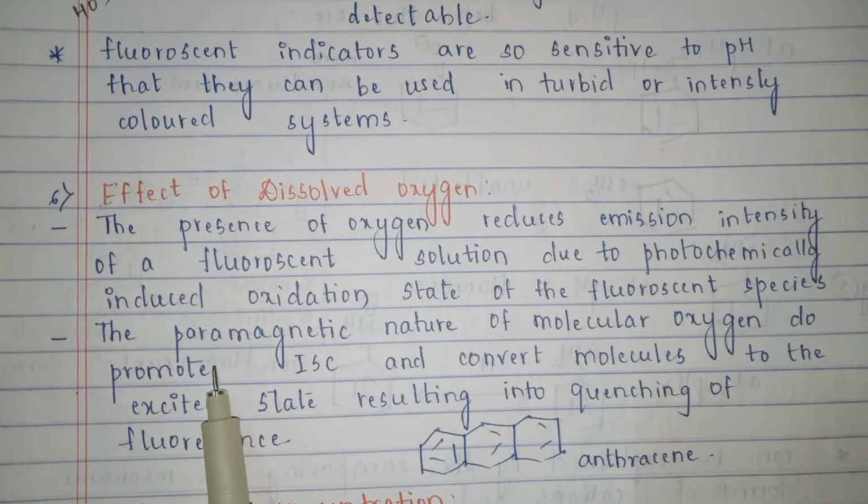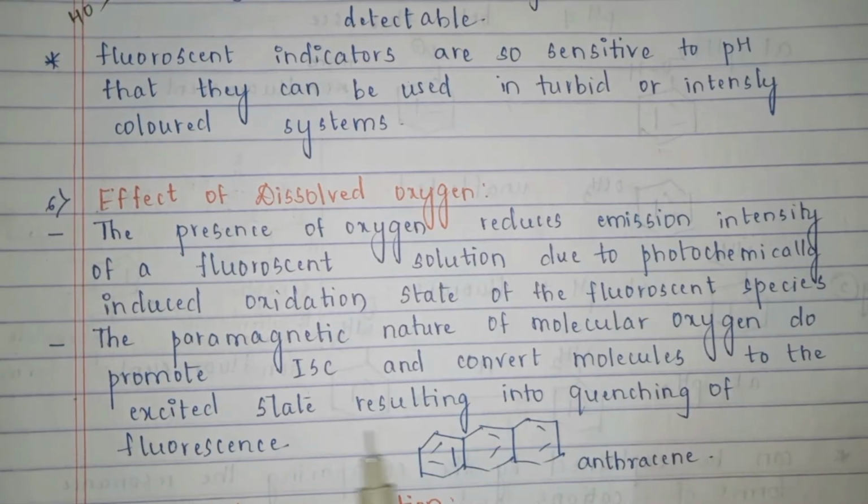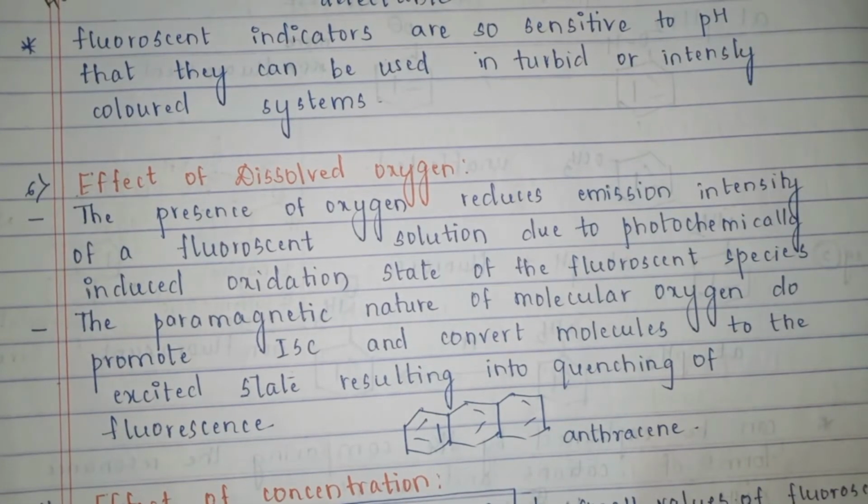This is also true because of the paramagnetic nature of the molecular oxygen. Now this paramagnetic nature of the molecular oxygen, rather than fluorescing, will promote intersystem crossing, and this converts the molecule to an excited state, resulting in quenching of the fluorescence. Now the fluorescence phenomena may not be observed because of the presence of oxygen, because oxygen helps in more intersystem crossing. That is, it can go to a triplet state and it might give phosphorescence, but rather than staying at a singlet state, it gets converted to a triplet state.